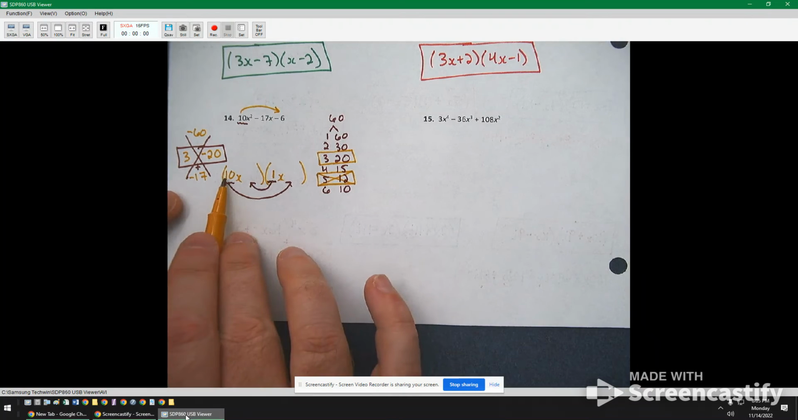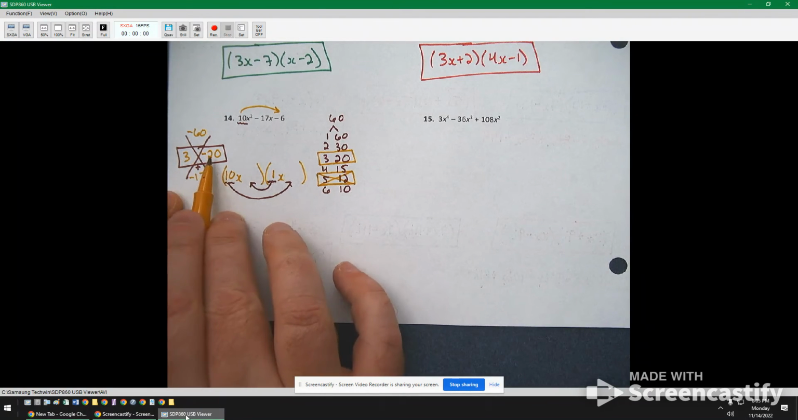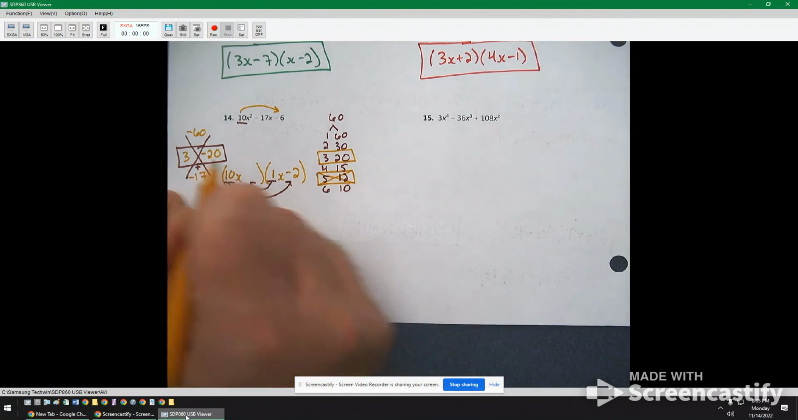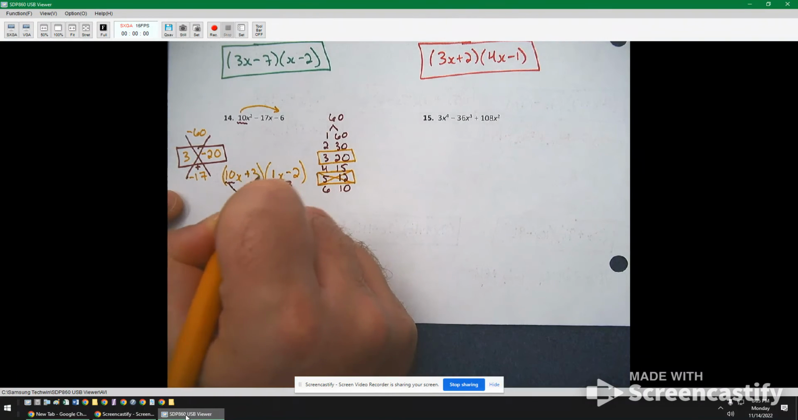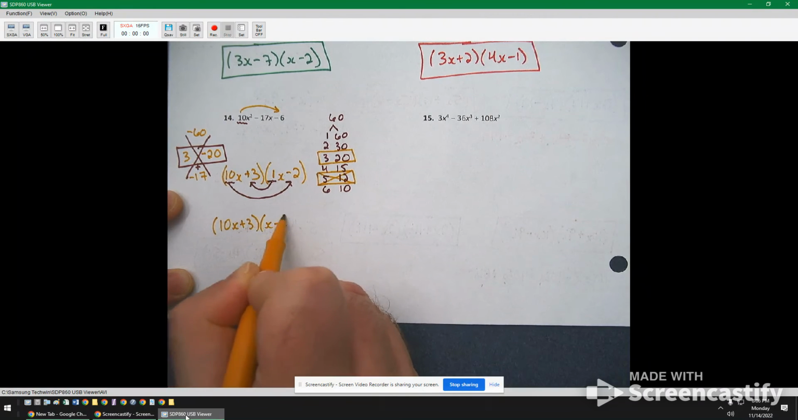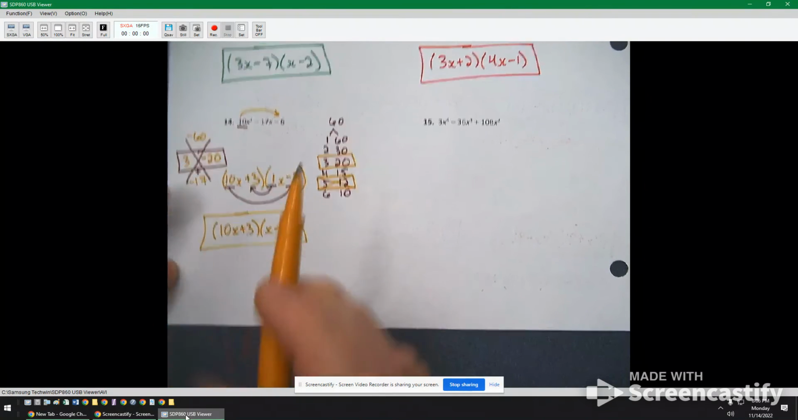If I put the 10 here, that's got to match up. The 10 can make the 20, so this needs a negative 2. If the 10 and the negative 2 makes a negative 20, the 1 and the 3 is going to build the 3. And so I have 10x plus 3 times x subtract 2. Box it and put it up on my fridge.